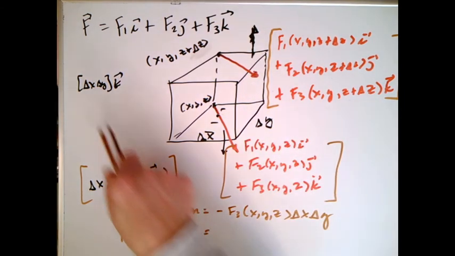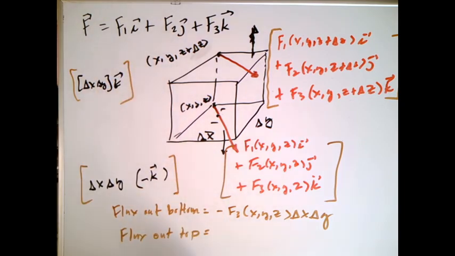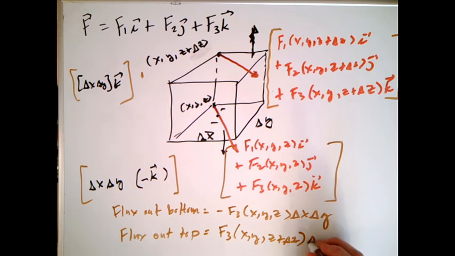I want to dot it with delta x, delta y, k. Let's put a little brown thing around here so we know we're going to dot it. When I take this big vector over here and dot it with this vector over here, i dot k is 0, plus j dot k is 0, plus all I'm left with, again, is something involving f3. So what I'm going to get here is f3(x, y, z plus delta z). Remember, we're dotting, so I'm just going to get delta x, delta y.